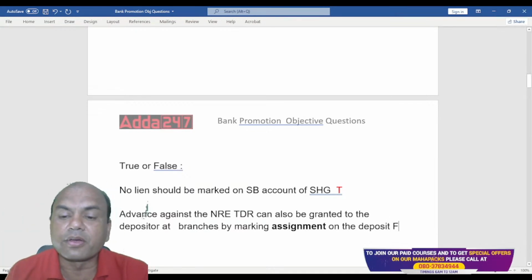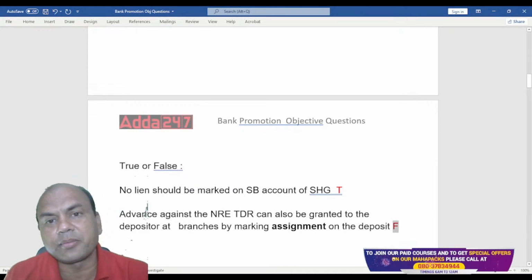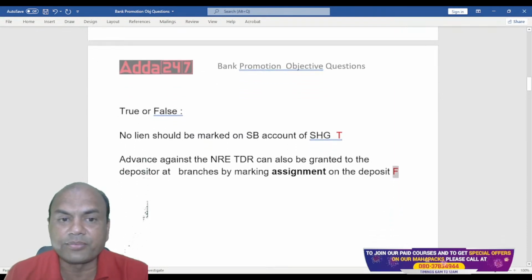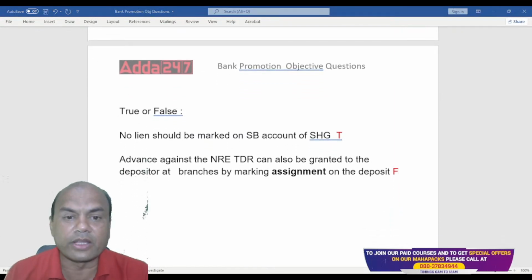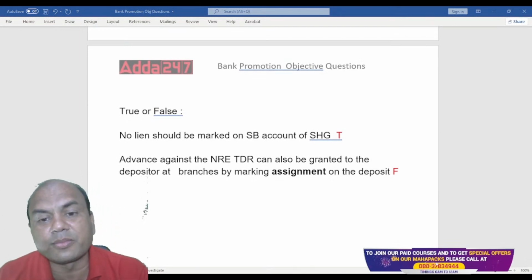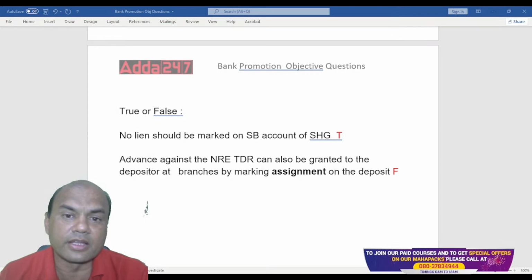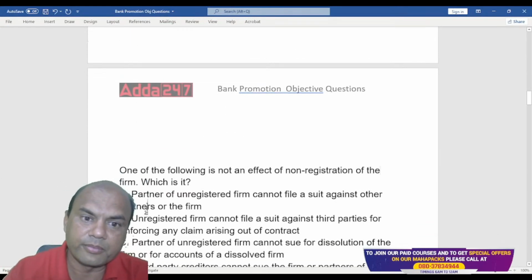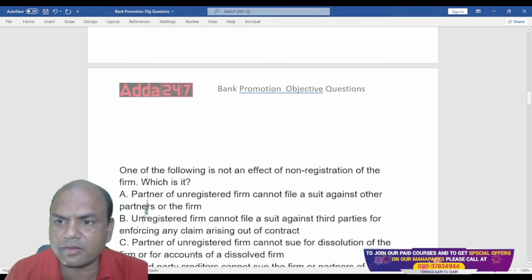Why? Because whenever you give this FDOD, let it be any type, local or forex, the FD will always be marked as a lien. It can't be an assignment. Okay, next one.